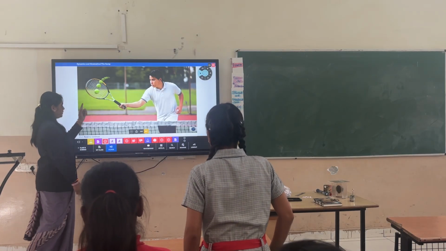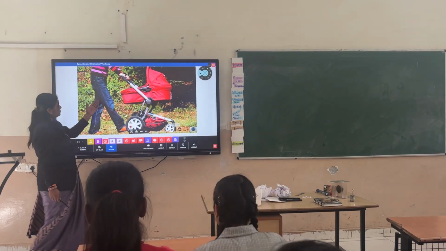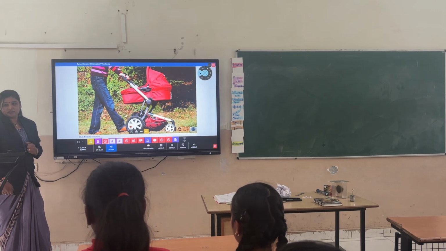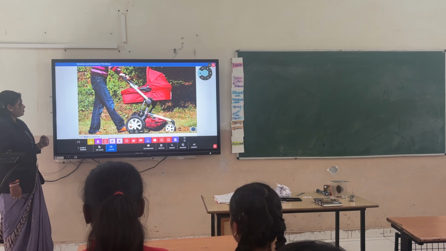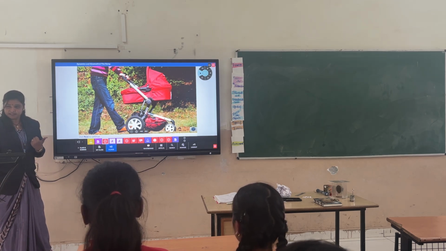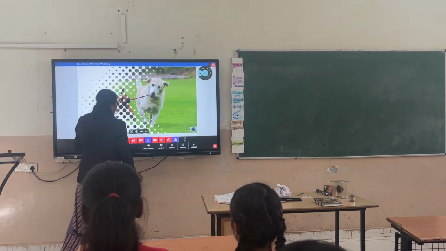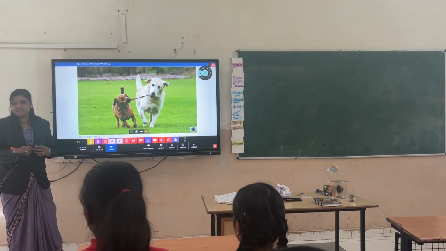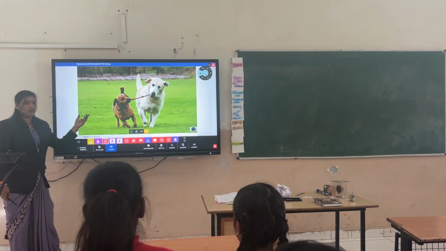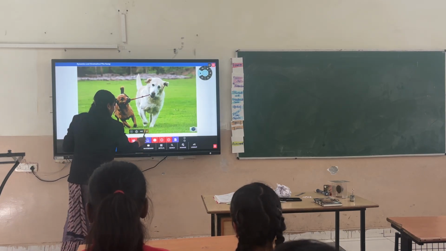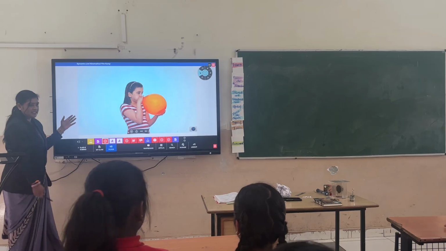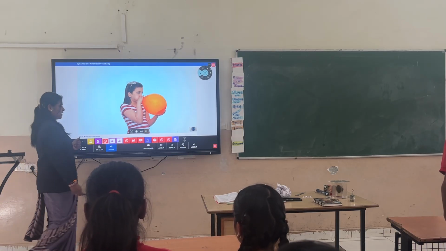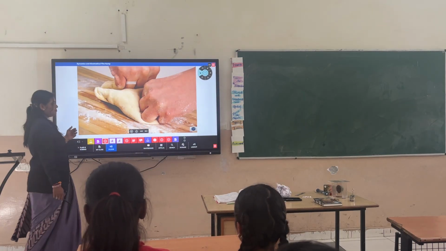Hitting the ball, right? This person is hitting the ball. Next one, what is this? Pulling or pushing? Next one. Both dogs are pulling each other. Very good. Next one, the girl is blowing a balloon. With what? Air. Yes, very good.